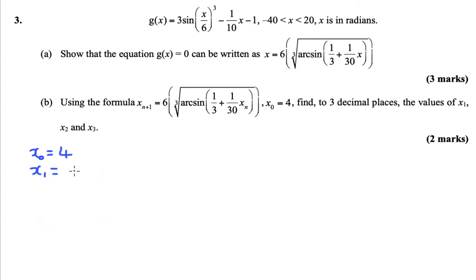So that first one is 4.716. The good thing about this is you can just press equals again. 4.802, equals again, 4.812.